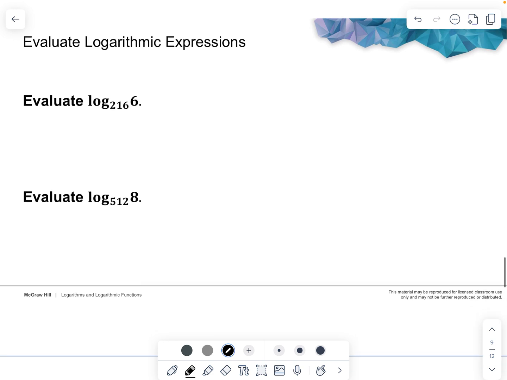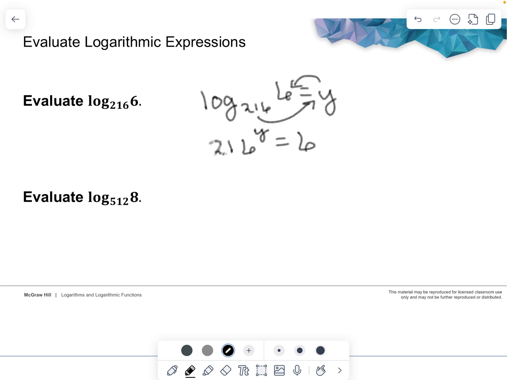Now we're going to evaluate logarithmic expressions. And if you have the right kind of calculator, you can do this on a calculator. But we don't really need a calculator to do this. So when I see log base 216 of 6, this is how I'm going to solve it. I'm going to let it equal a variable. Let's just say y. And then I'm going to do the same thing we just did. 216 raised to the y is equal to 6.